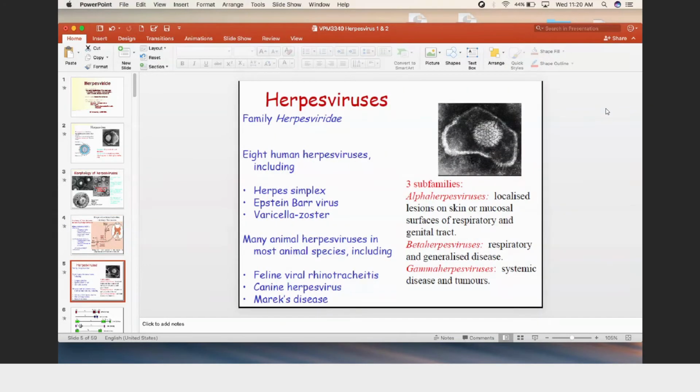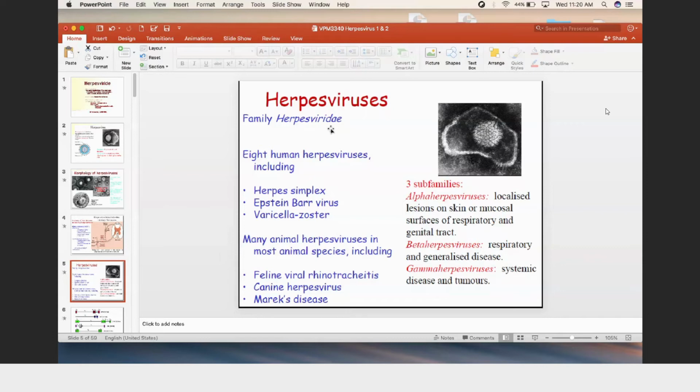Okay, you can read this one. Herpes viruses are divided into three subfamilies: alpha herpes, beta herpes, and gamma herpes. Alpha herpes basically causes localized lesions of the skin and mucosal surfaces of the respiratory tract, and this replication causes fever and so on. Beta herpes virus causes respiratory and generalized disease, and gamma causes systemic disease and tumor.